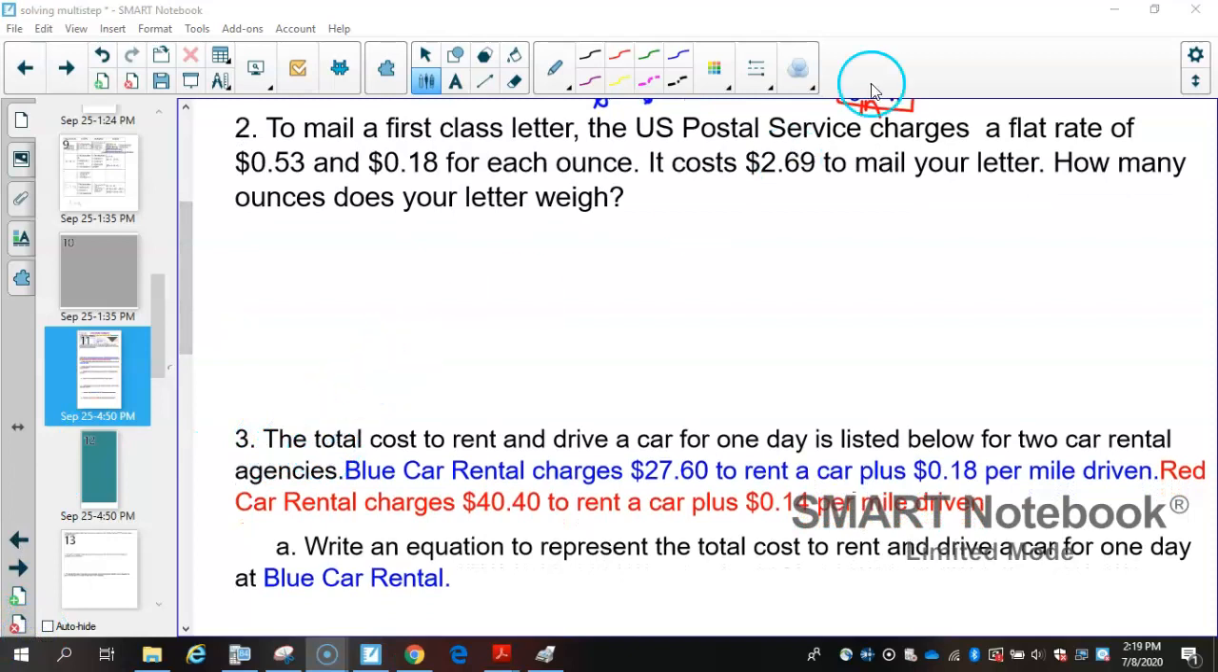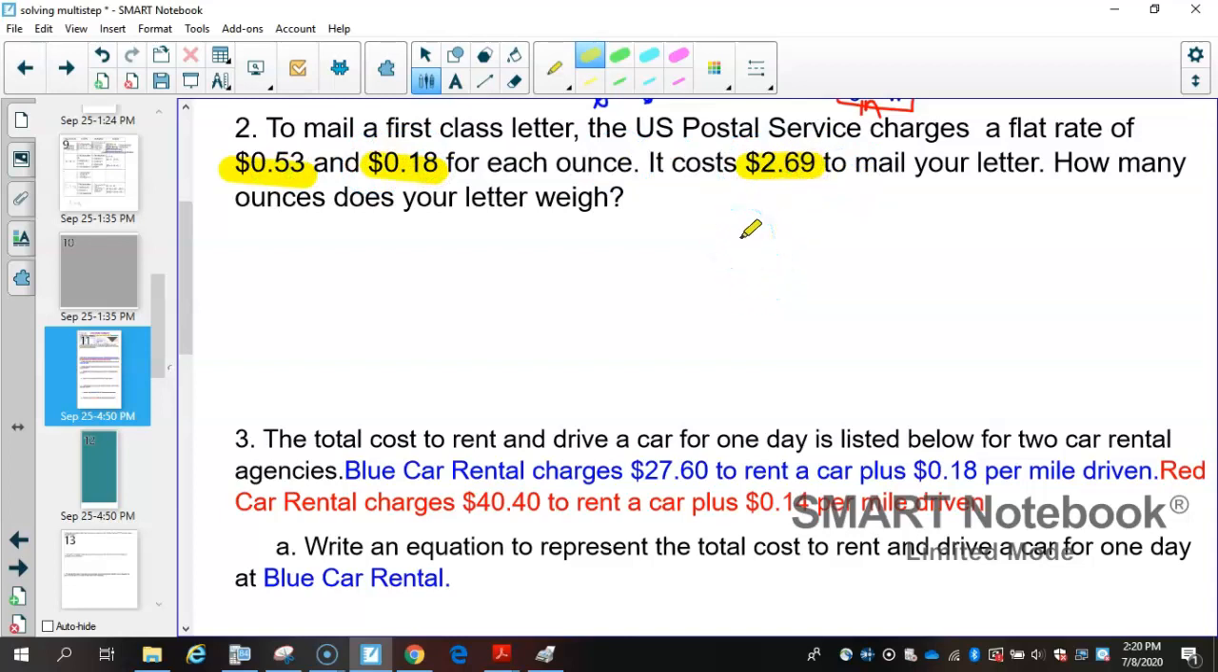Alright, and this next problem, let's go ahead and read this. To mail a first-class letter, the U.S. Postal Service charges a flat rate of 53 cents and 18 cents for each ounce. It costs $2.69 to mail your letter. How many ounces does your letter weigh? So again, first thing, highlight, circle, underline anything that's important. Of course, all of the numbers aren't important, so 53, 18, 269.